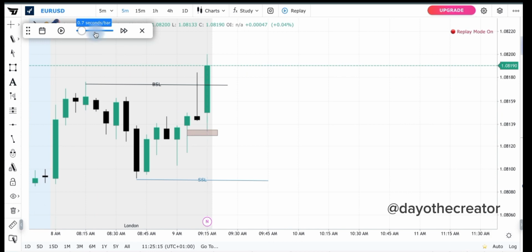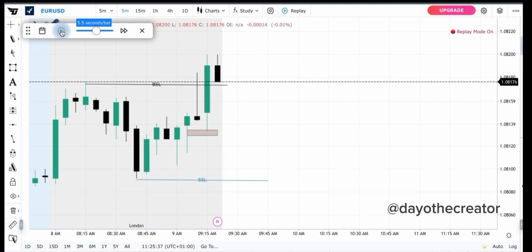Let's wait and see whether we can get a trade for our New York session. According to what I told you previously, whenever the market opens as a buy, it is expected that the market buys during New York session. So let's see what will happen.